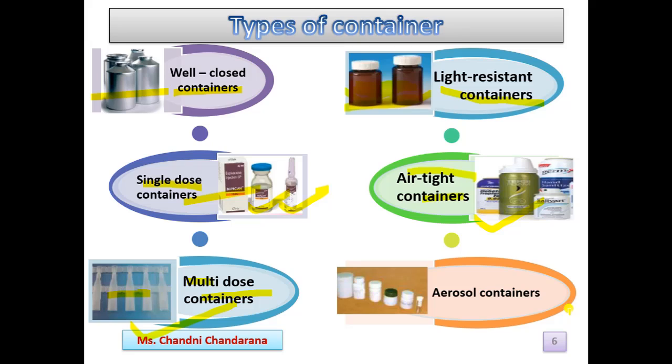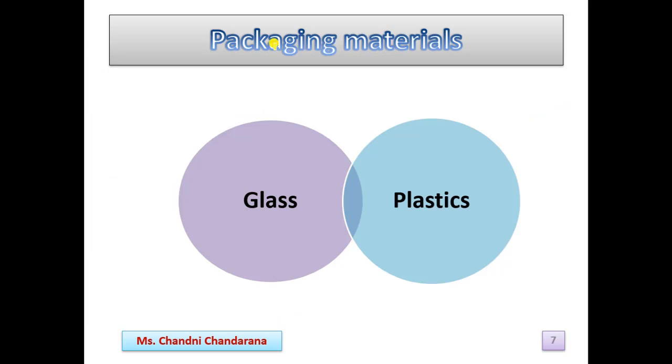Then aerosol container. From this picture it is very clear what an aerosol container is. It is used to hold aerosol products. These containers have the mechanical strength to bear the pressure of aerosol packaging. That's why this is a specific type of container for aerosols. Now we will see which kind of packaging material we are going to use.